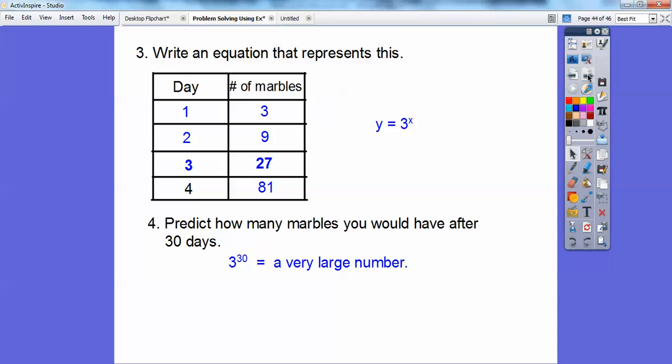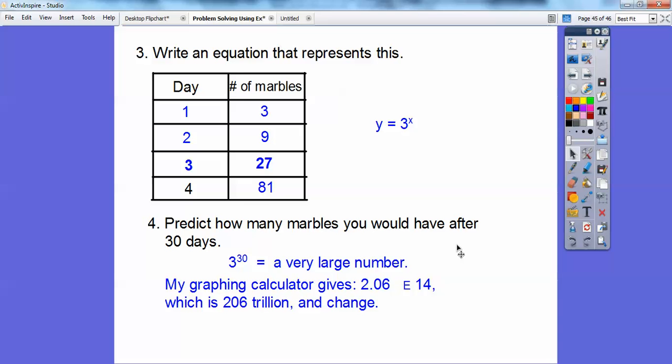I plugged that into my graphing calculator. I teach AP statistics and AP calculus, you guys, and I plugged it into my graphing calculator, and it gave me a number that looked like this, 2.06 with an E. This E means the exponent to the 14, and all that means is that decimal goes to the right 14 places. So if it went 14 places, it's going to be 206 trillion. A trillion is 9 zeros. So 206 followed by 9 zeros. That's a huge number. You wouldn't even have room to keep all those marbles in there.